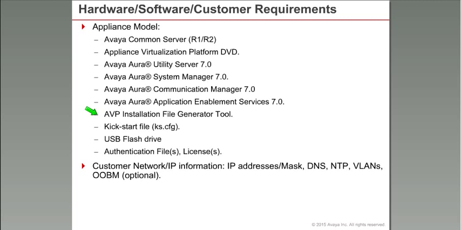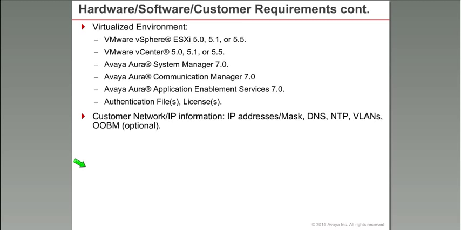kickstart.cfg file, which is the config of the AVP. We put that on a USB thumb drive when we do the installation of the AVP. We also need authentication and licenses for AES, and we need to think about our customer network IP address information and whether we're using separate out-of-band management or not.